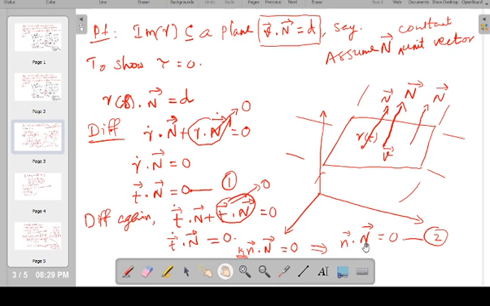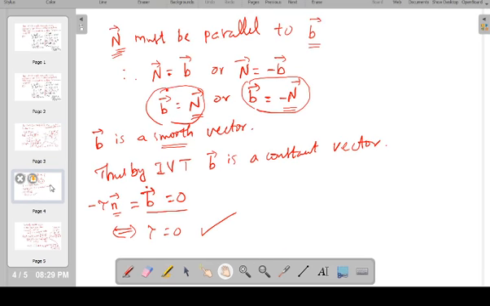Therefore, N must be parallel to vector b. But capital N and this b both are unit vectors. So therefore N must be equal to b, or N must be equal to minus b, or in other words b must be equal to N or b must be equal to minus N.